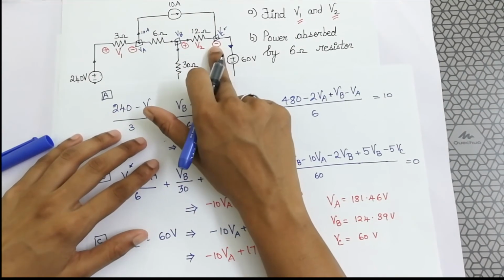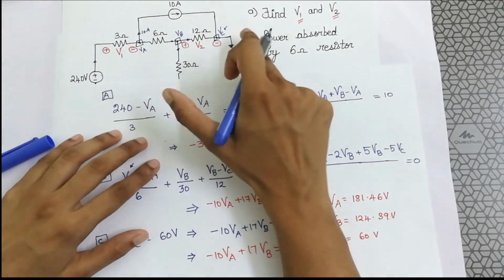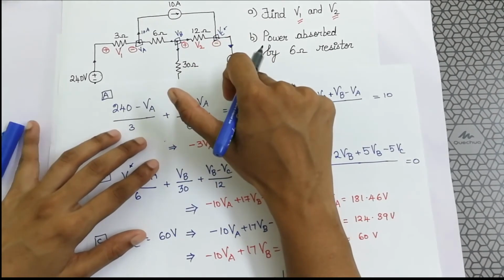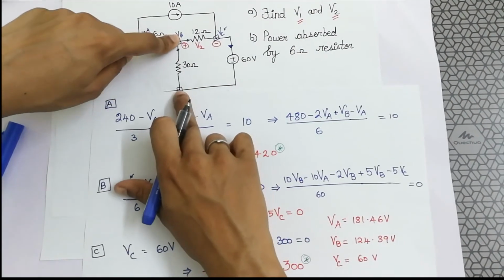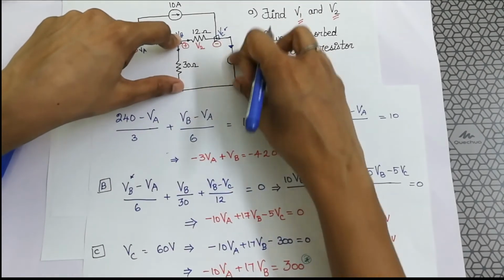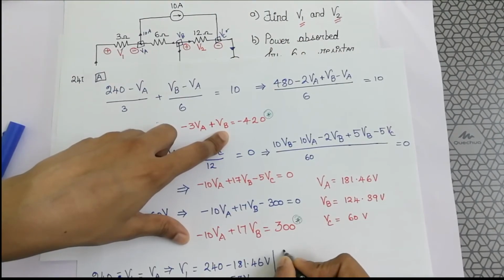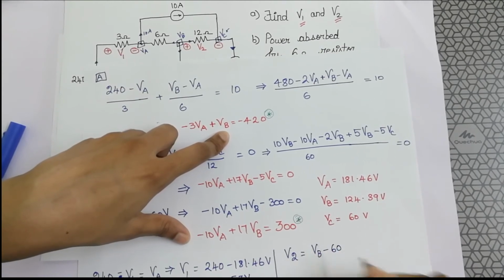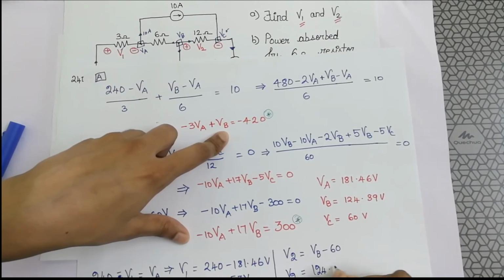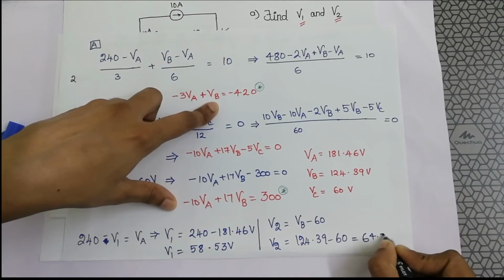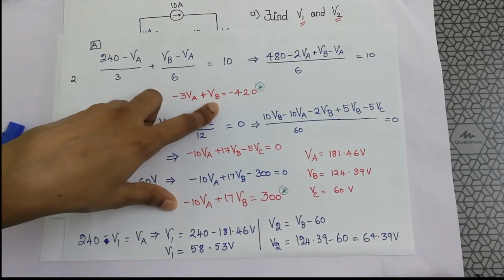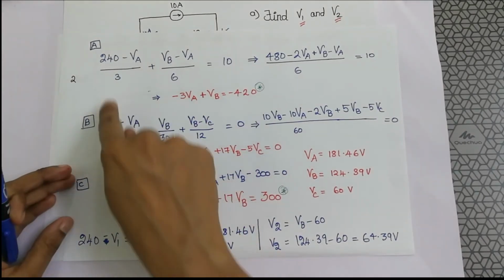V2 is the voltage across the 12 ohm resistor. We have assumed the direction to be this way. Therefore, V2 is VB, which is the total voltage across this node, minus 60 volt. I can write it as V2 is VB minus 60 volt. Alright. V2 will be 124.39 minus 60, 64.39 volt.